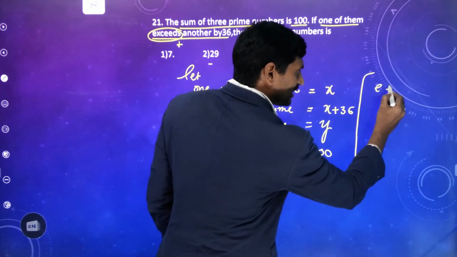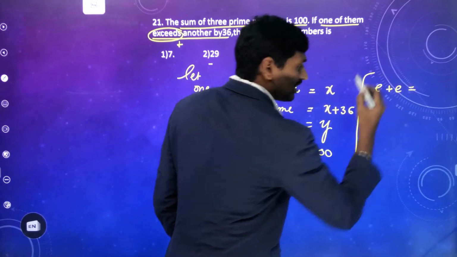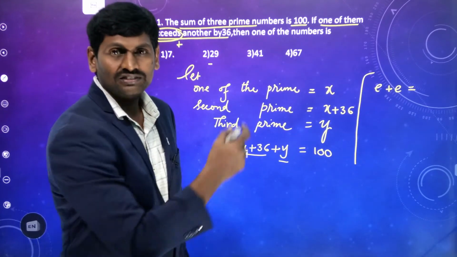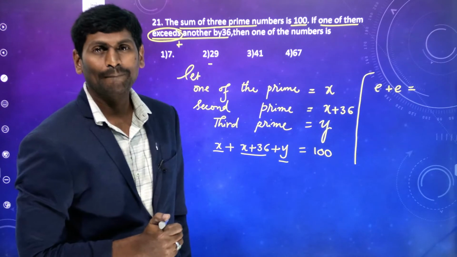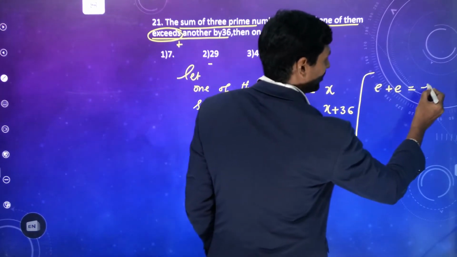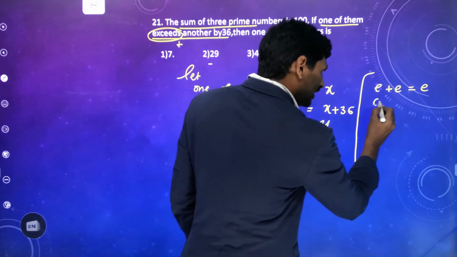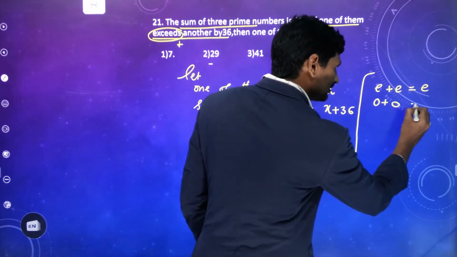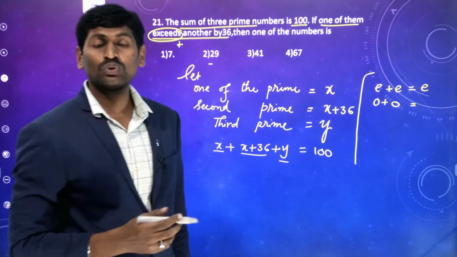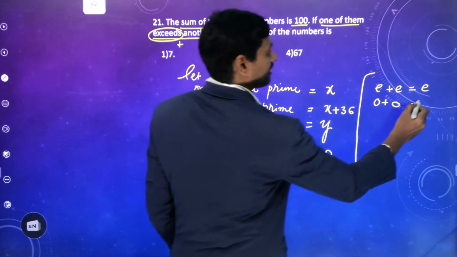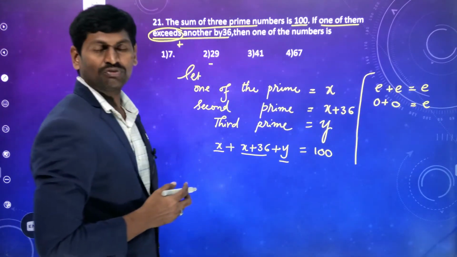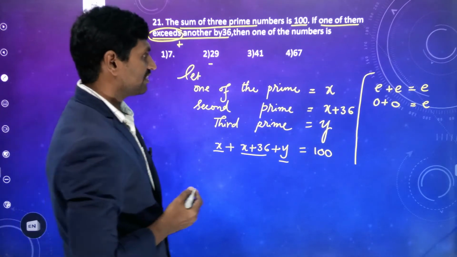Even number plus even number. What is the answer, children? Sum of 2 even numbers is? Very good. Even number only. Sum of 2 odd numbers? Sum of 2 odd numbers, that is also even. Sum of 2 odd numbers also even.